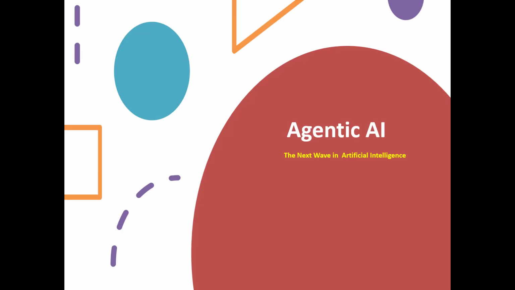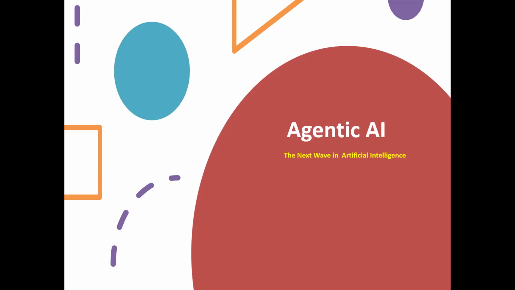When I want to give a crisp definition of artificial intelligence, I'll tell you that artificial intelligence is the ability of a machine to perform tasks that typically require human intelligence, like reasoning, learning, and decision making. Coming to agentic AI, as I mentioned, this is the current wave of artificial intelligence. But I would like to explain the different waves we have seen as part of artificial intelligence.